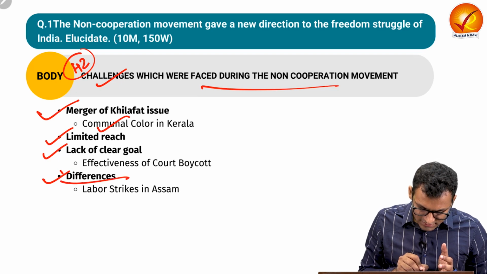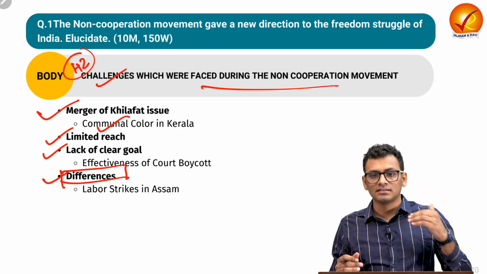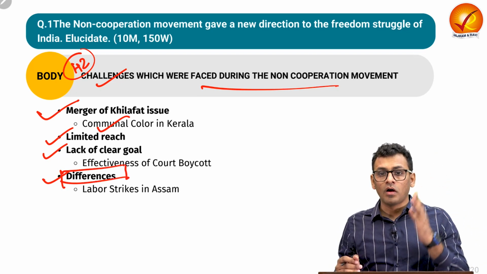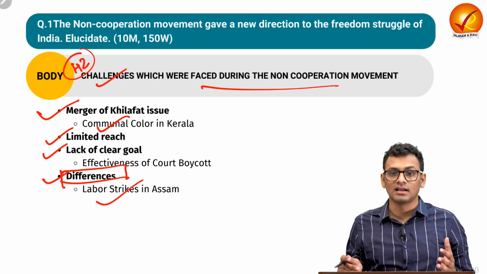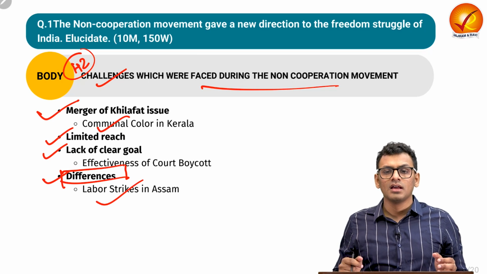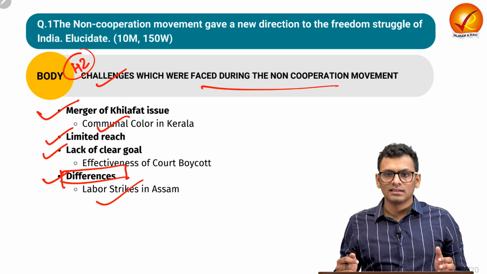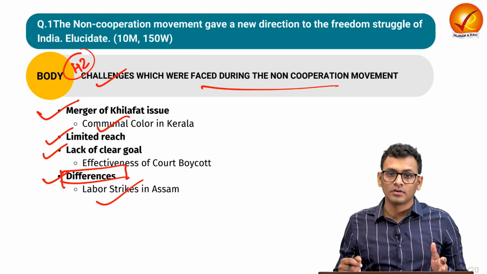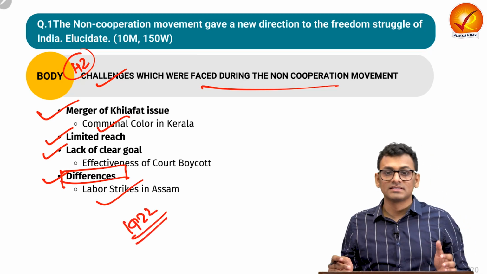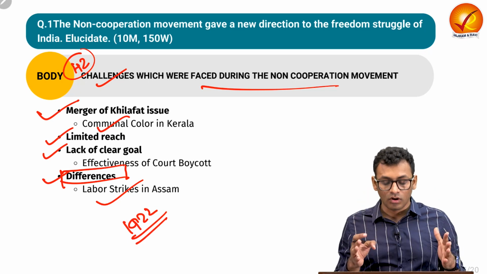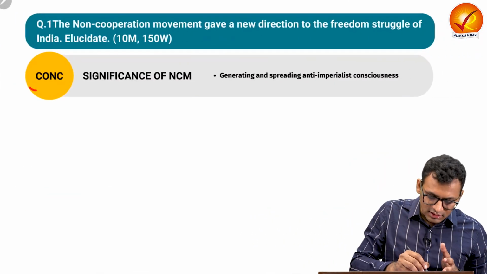And lastly, there were differences. Gandhi's entire movement was about non-violence and satyagraha, but there were certain instances, such as labor strikes in Assam, which took a violent turn, and the entire movement was halted because of the Chauri Chaura incident of 1922. So these are the challenges with respect to the non-cooperation movement.